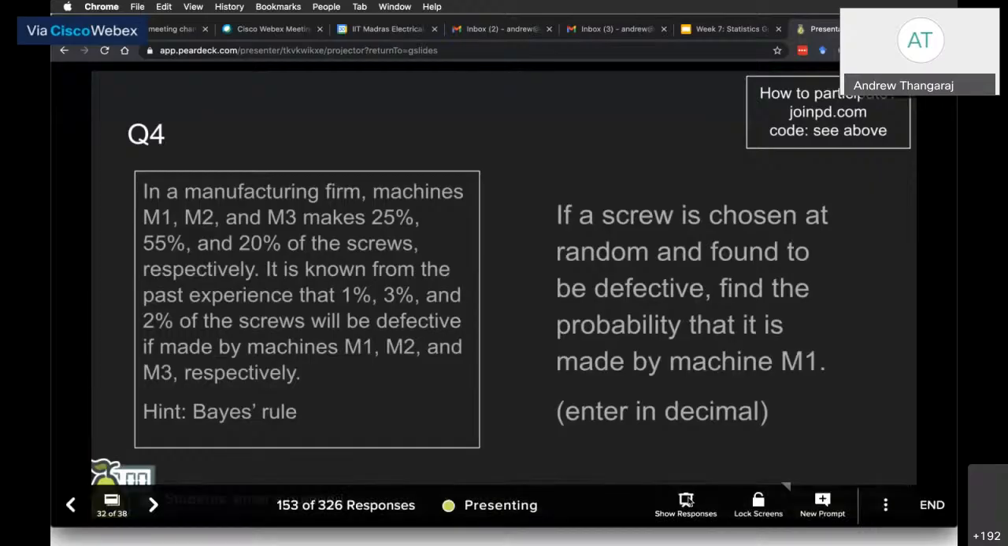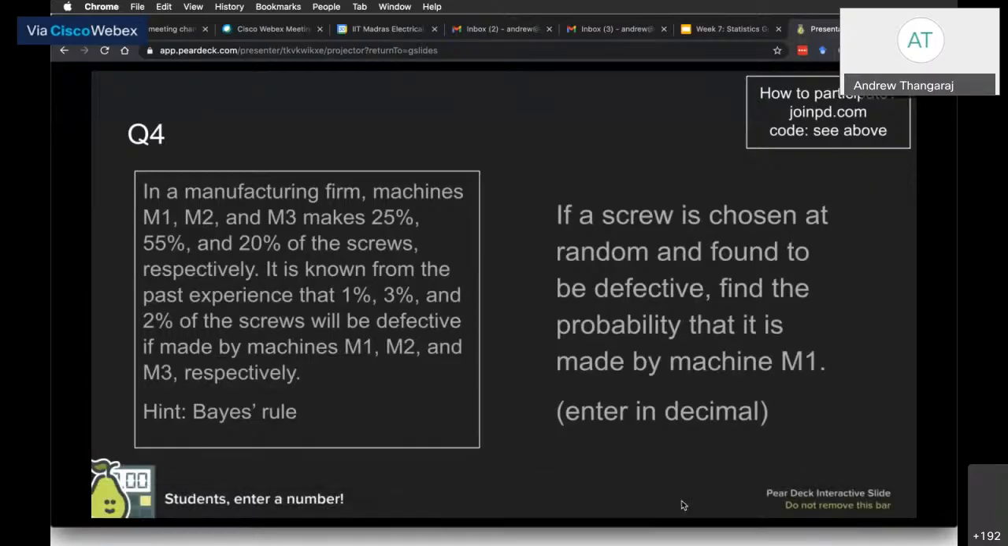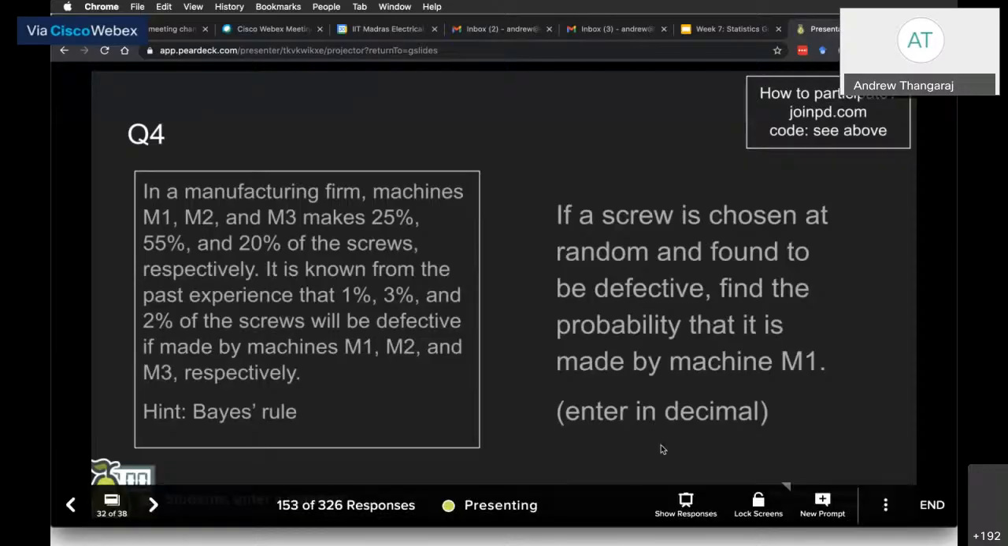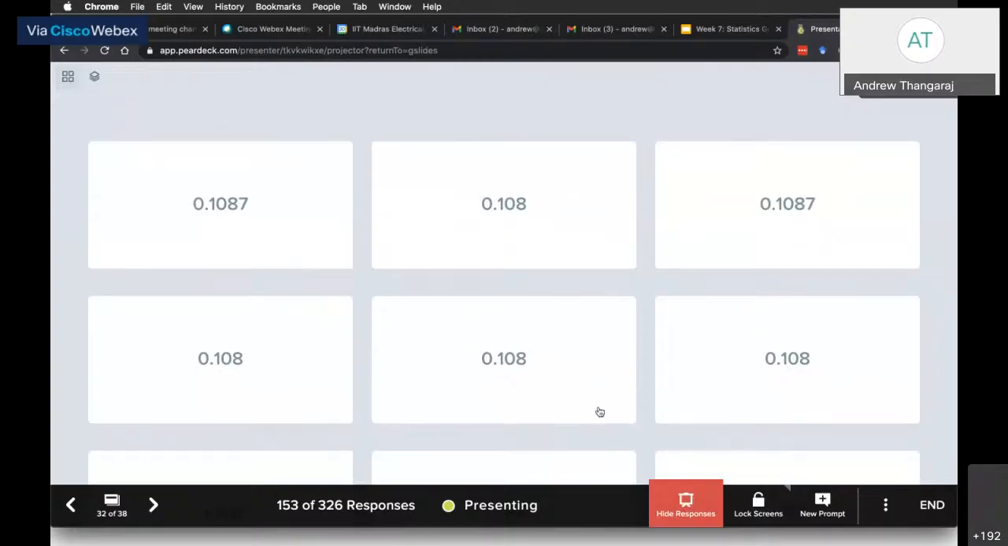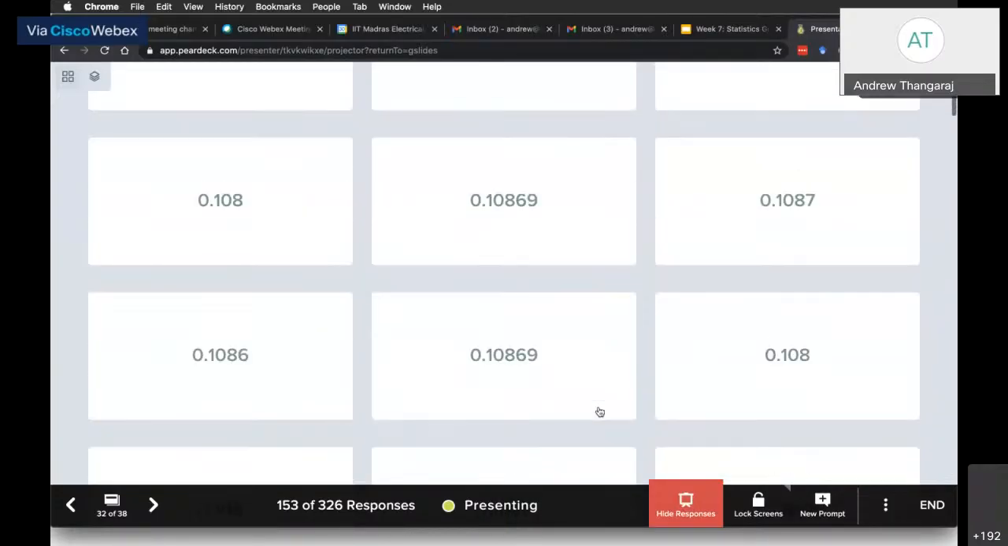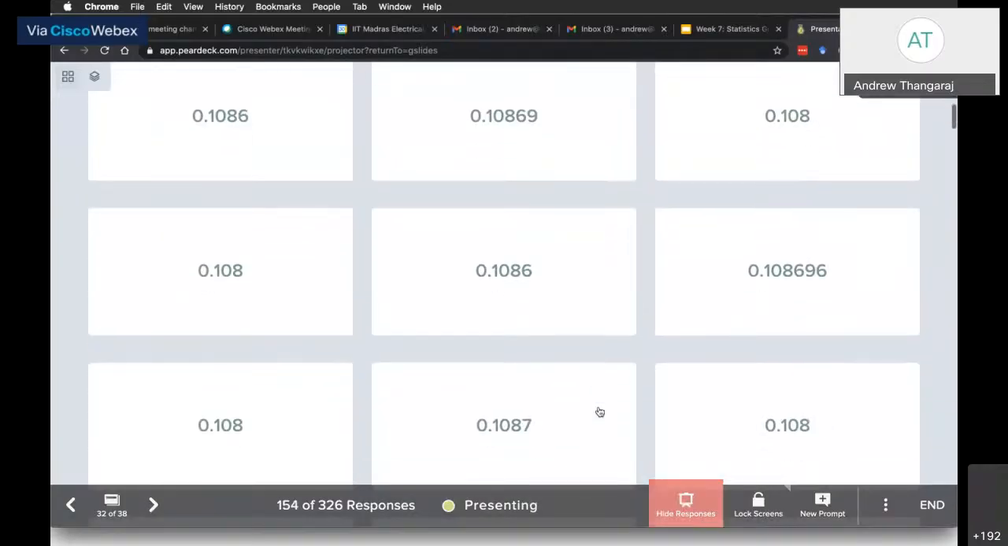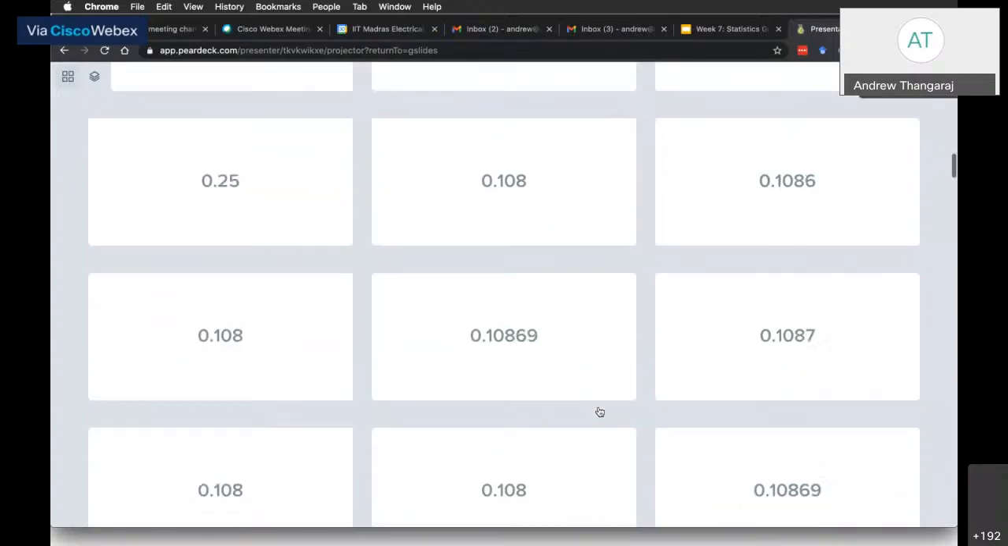Okay, so in the interest of time, let me show the responses and see which is very popular. It looks like 0.108, 0.10869. Yeah, seems like a very popular response. Most people have got that right.